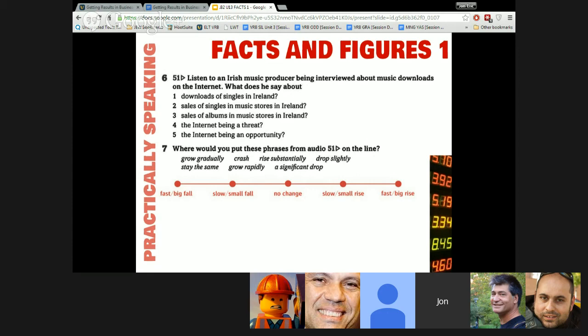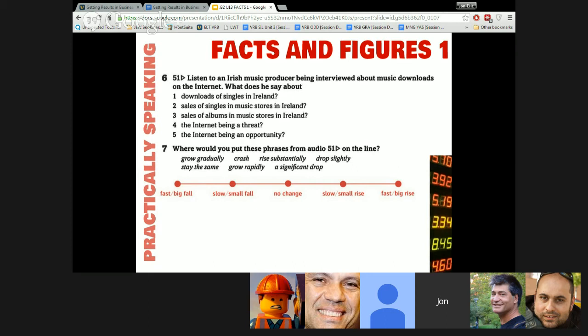Grow rapidly. Actually, I'm going to mute your microphone for a second because we're getting lots of noise. So I'm going to mute you, but when you're ready to speak, you can turn it back on, okay? Because we're hearing an echo. I'm sorry, say again, Wilson? I would pick grow rapidly in the fast big rise. I agree. So, big rise, rise substantially, grow rapidly.